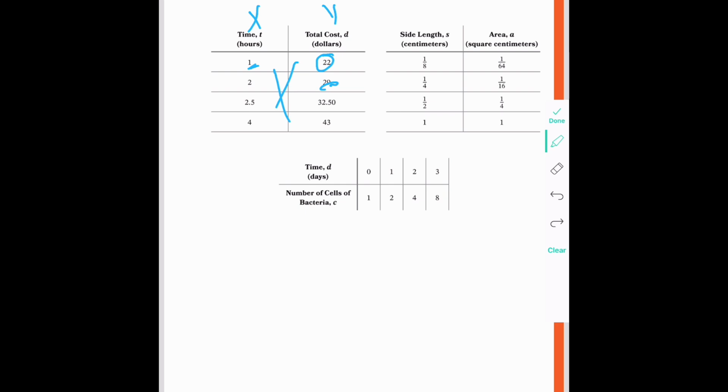Looking at the next one, this would be X and this would be Y because you need length in order to get area. So that would make length independent. Area depends on what the length is, right? See how that independent-dependent relationship works. So we can look at it in a couple of different ways.